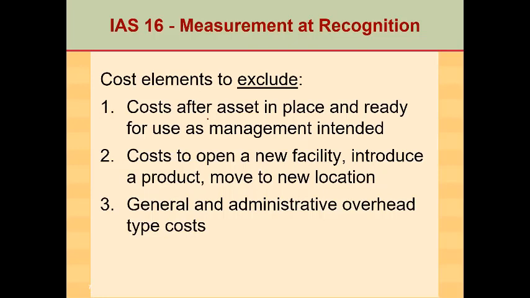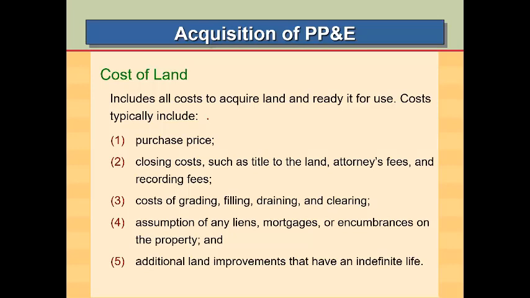And so on. Okay, let's take an example for land. If I would like to find out the cost of land, what are the types of cost to be included, the same as we said now. Include all costs to acquire land and ready it for use. Purchase price, closing costs such as title to the land, attorney fees, and recording fees. Cost of grading, filling, draining, and clearing the site that we are going to use. Assumptions of any liens, mortgage, or encumbrances on the property.